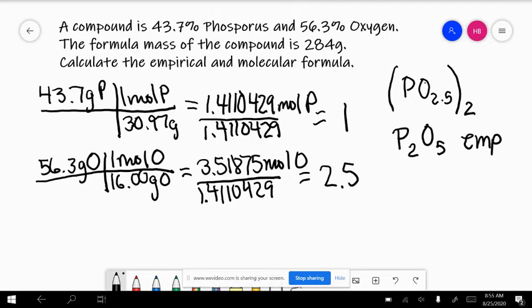Now, in order to get the molecular formula from this, I have to take the empirical mass, which is the mass of 2 phosphoruses plus 5 oxygens, and compare it to the molecular mass, which is 284 and was given to us in the problem. So we're going to go 2 times 30.97, plus 5 times the mass of oxygen. And that gives us an empirical mass of 141.94.